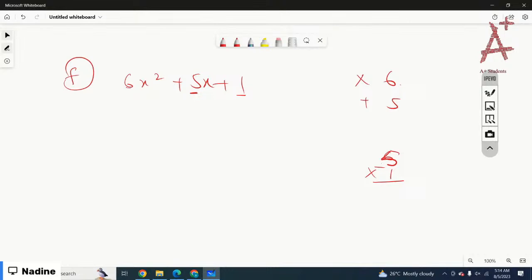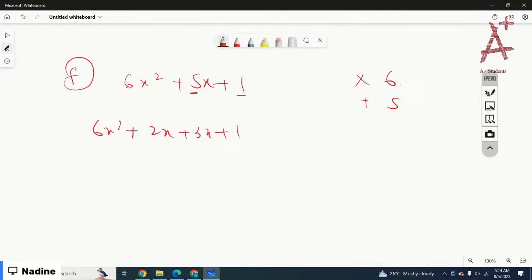Because the product is 6, not 2 times 3, and when you add it makes 5. Yes, it would be 2 and 3, right? So it would be 6x square plus 2x plus 3x plus 1.